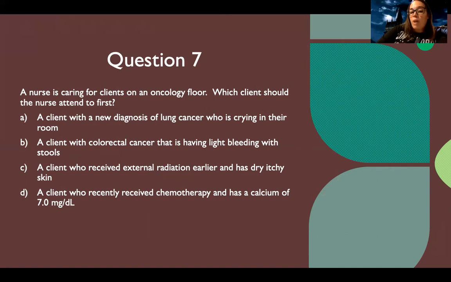So I'd be pretty worried about someone with a low calcium, even if they're not showing any signs of tetany or anything yet. But overall, I'm between B and D.